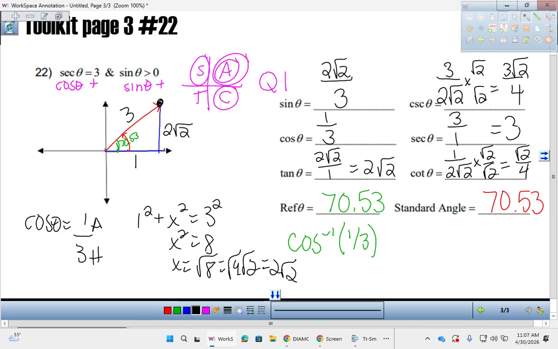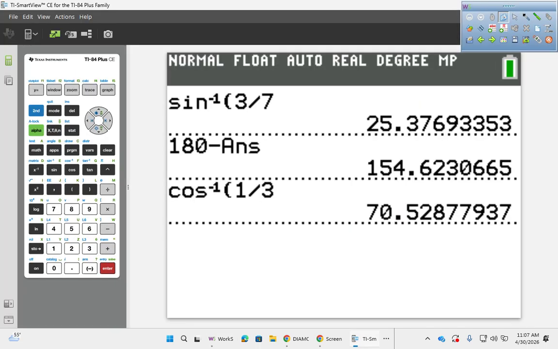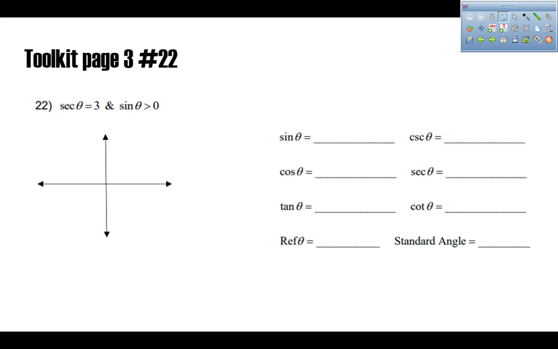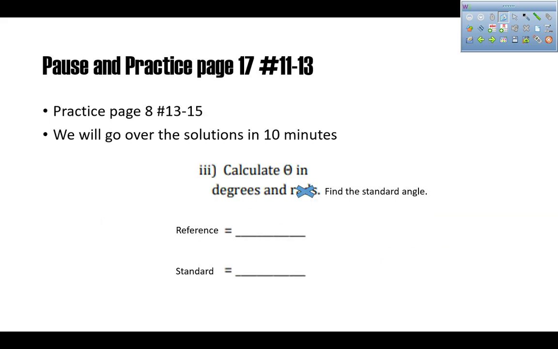You guys get the idea there? I think there's one more, but I'd rather you practice on your own than keep doing them for you. So I'm going to have you try some, and then I'll post the answers towards the end of class here. So you are going to try in your workbook page 8. Nope, sorry. Page 17. Try page 17, 11 through 13. All right. Page 17, 11 through 13.